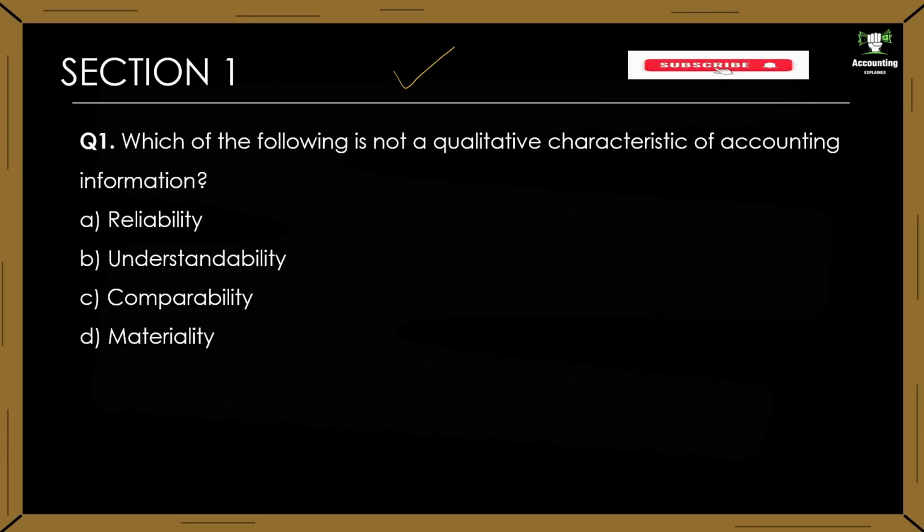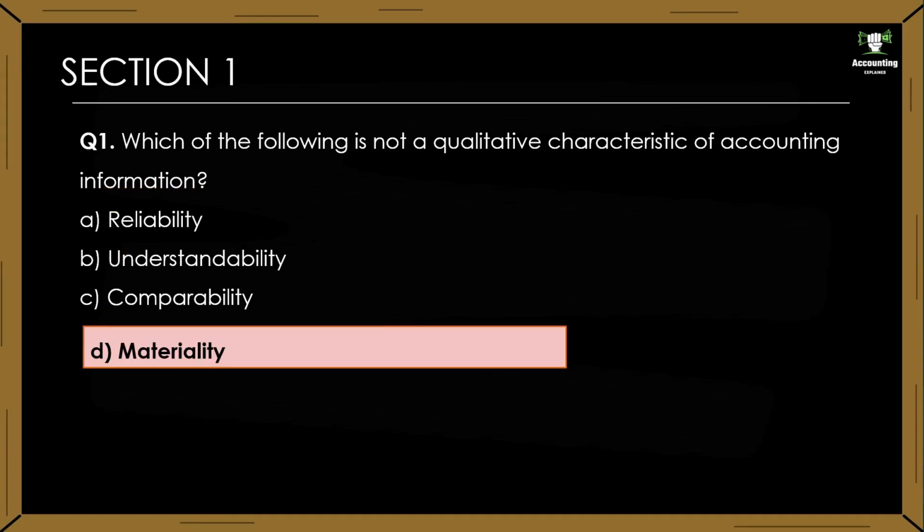Let's see 1-mark questions now. Which of the following is not a qualitative characteristic of accounting information? A. Reliability. B. Understandability. C. Comparability. And D. Materiality. The question is about not a qualitative characteristic. The core characteristics are things like reliability, understandability, and comparability. Materiality is actually a principle that guides what information is important enough to be recorded. So, the correct answer is materiality, and it is not qualitative in nature but quantitative in nature.